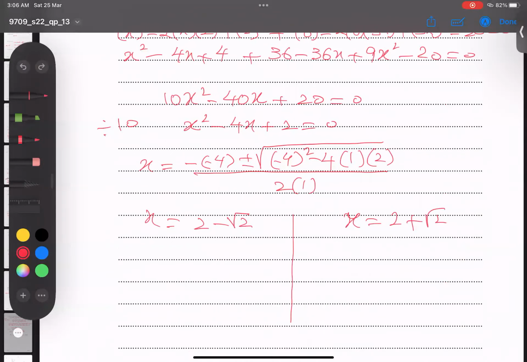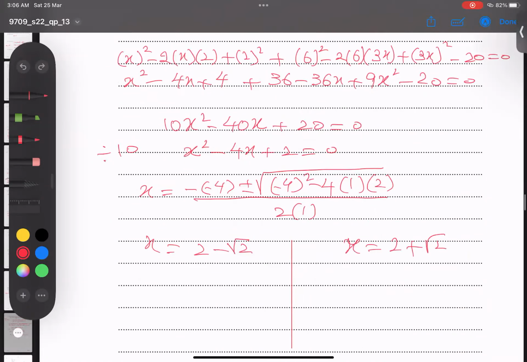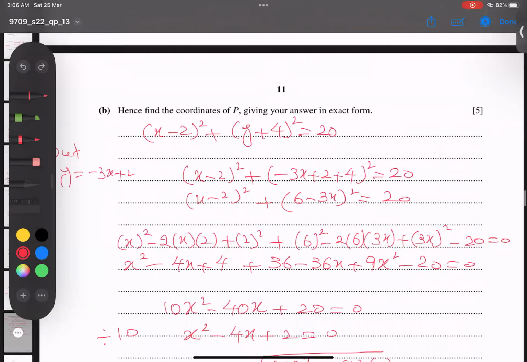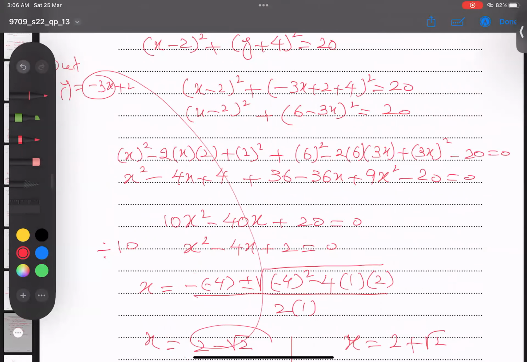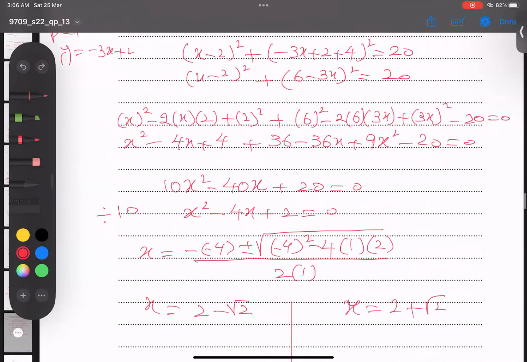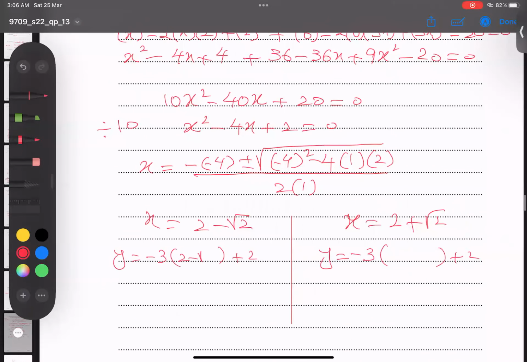So let's see what the y coordinate is. Sometimes we cannot guess from the x values, so y will help us. So how to get the y value, students? I will plug both values back in here. So y equals minus 3 times 2x plus 2. Again, y equals minus 3x plus 2. So I'm plugging both values in here. I get here minus 6 plus 2 giving you minus 4 plus 3 root 2.